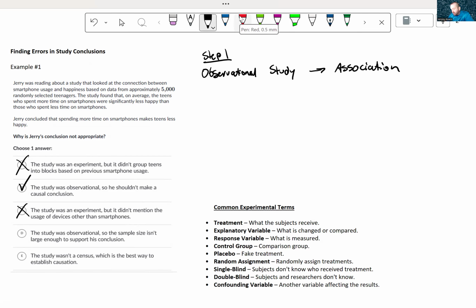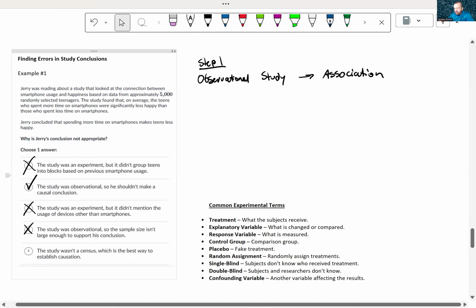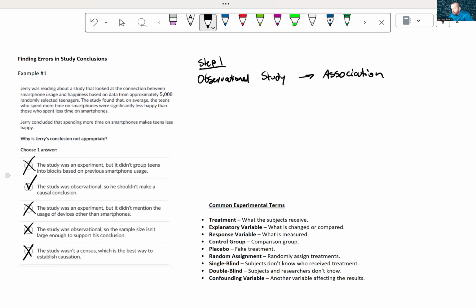Okay, D says the study was observational, so the sample size isn't large enough. The sample size certainly is large enough, so that doesn't have to do with observational or not. The sample size was 5,000 students, which is quite a bit of people to sample. And then it says the study wasn't a census, which is the best way to establish causation. Census means that everybody did one thing, so that's not true either. We don't have to have a census for there to be causation. Okay.